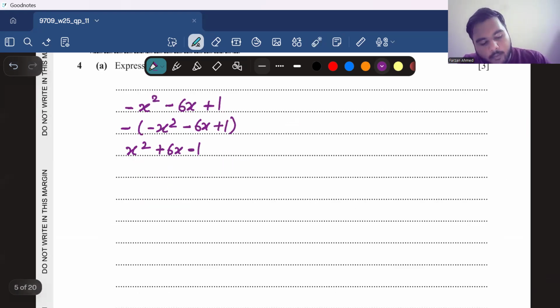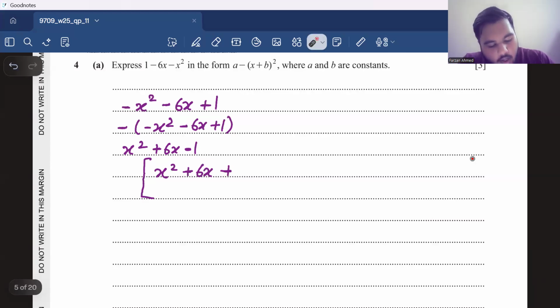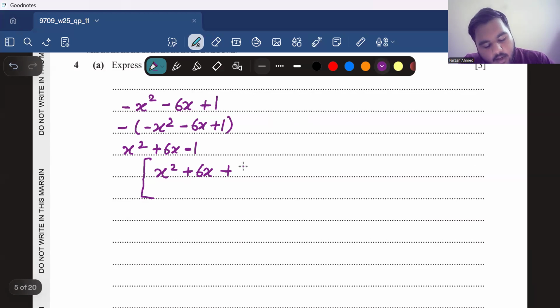Okay, now for the completing square form, we will take a square bracket: x square plus 6x plus. In completing the square, we will add and subtract the square of the term divided by 2. So 6 divided by 2 is 3. So it will be 3 whole square minus 3 whole square, and minus 1. I have put the minus 1 outside.